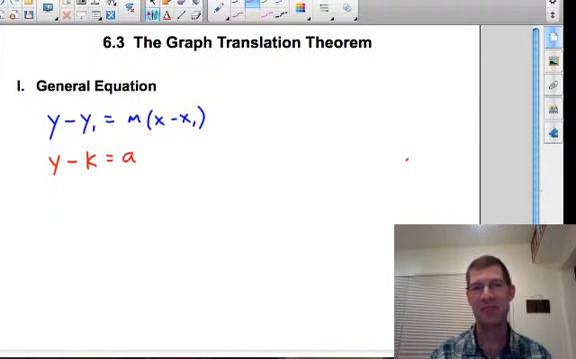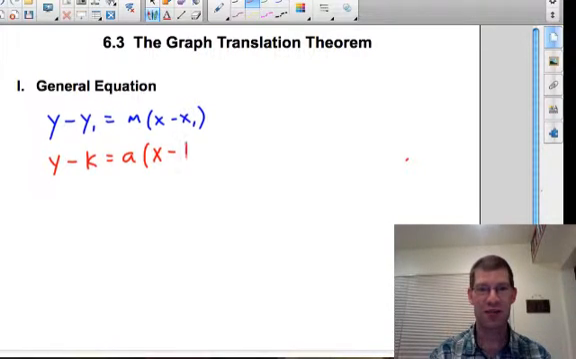Now we have a. A, if it's positive, parabola opens up. If it's negative, the parabola opens down. It also has to do with how skinny it is. The further a is from 0, the narrower the parabola is going to be. So a parabola with an a value of 5 or negative 5 is going to be a skinnier parabola, opening up or down, than a parabola with an a value of 2. But I digress.